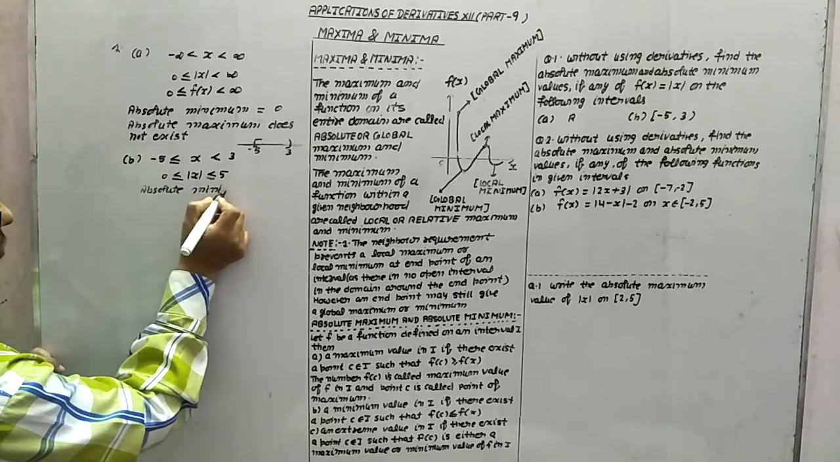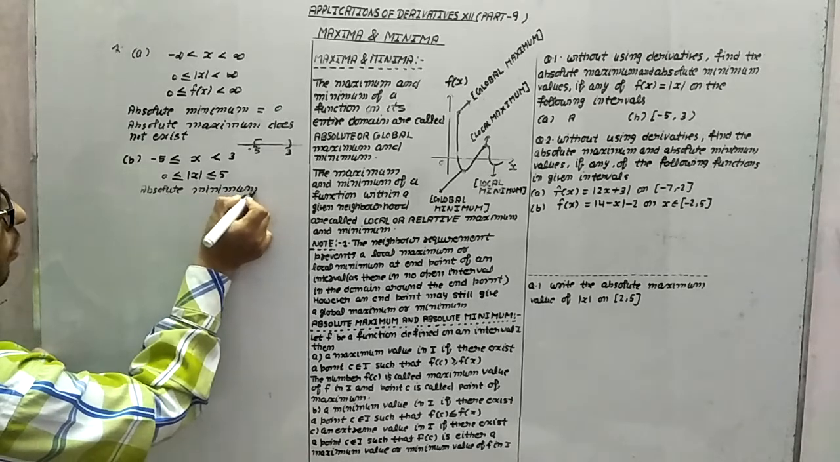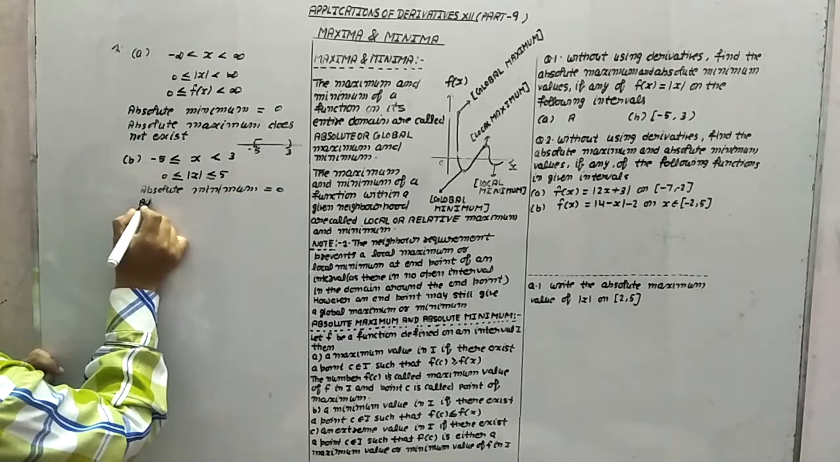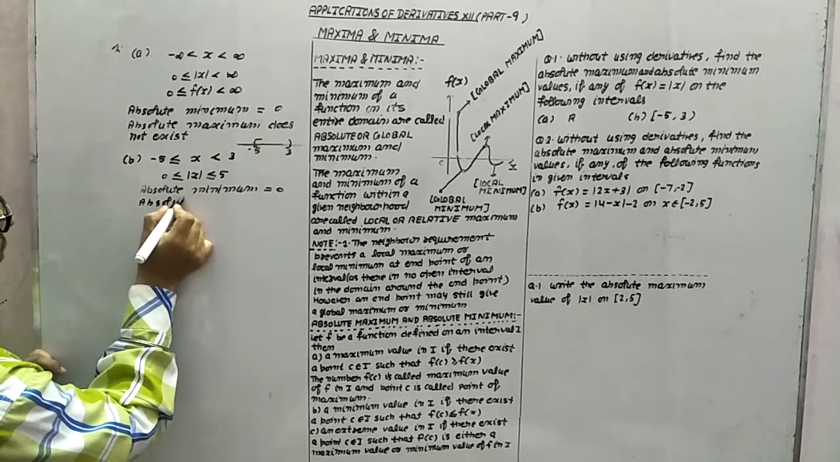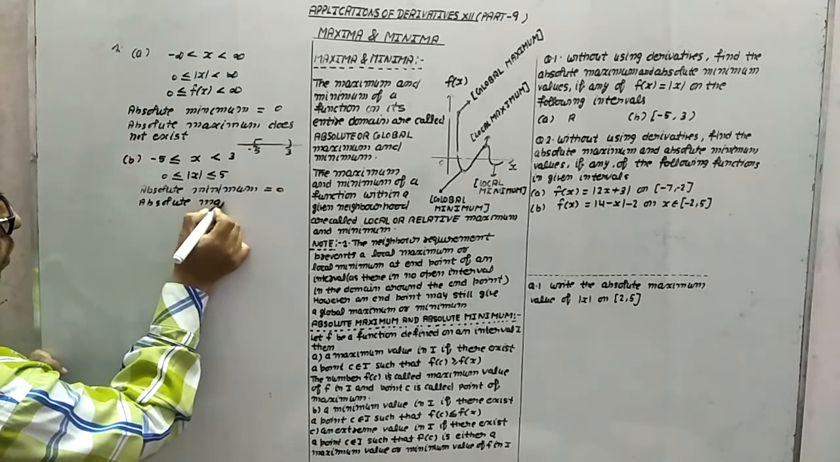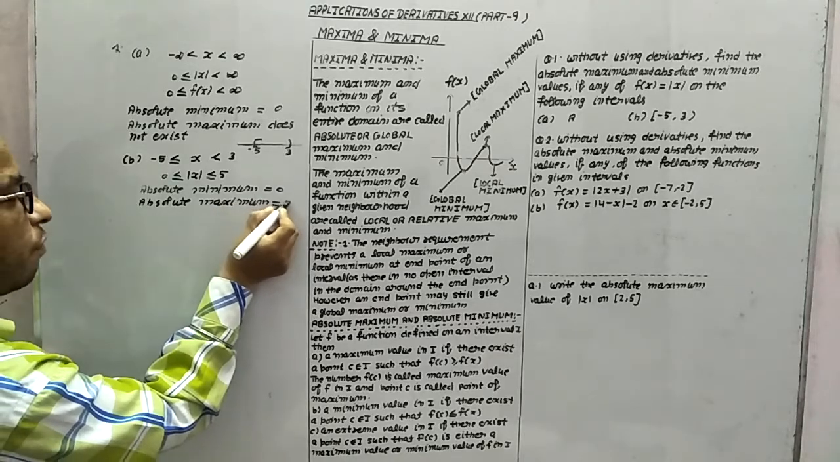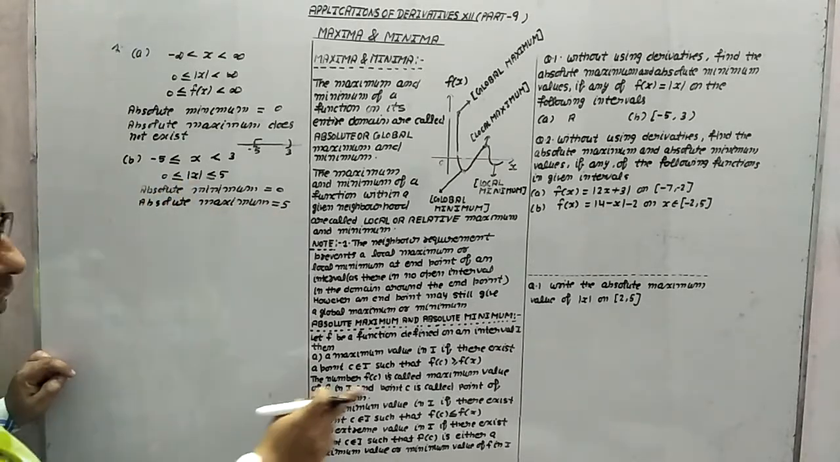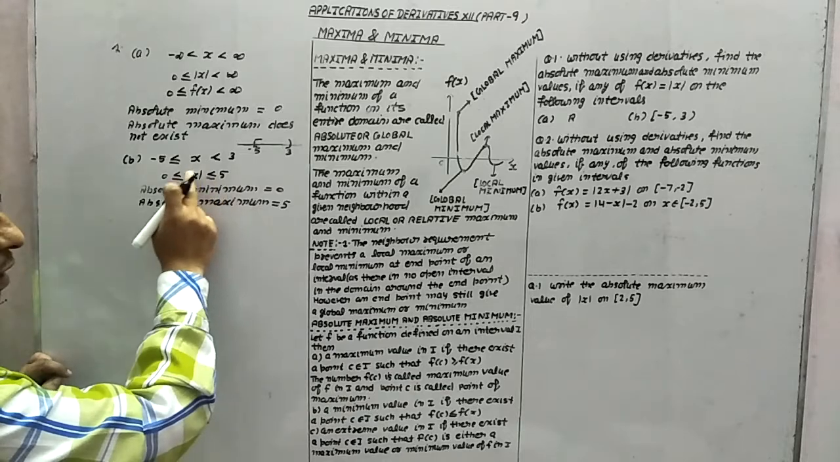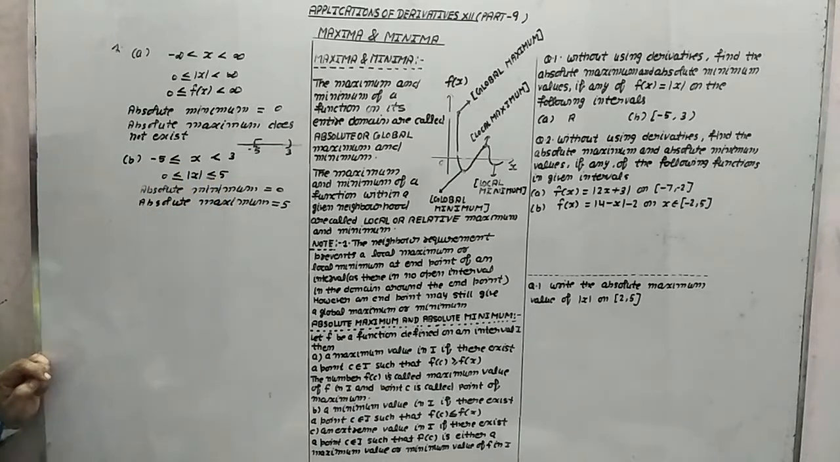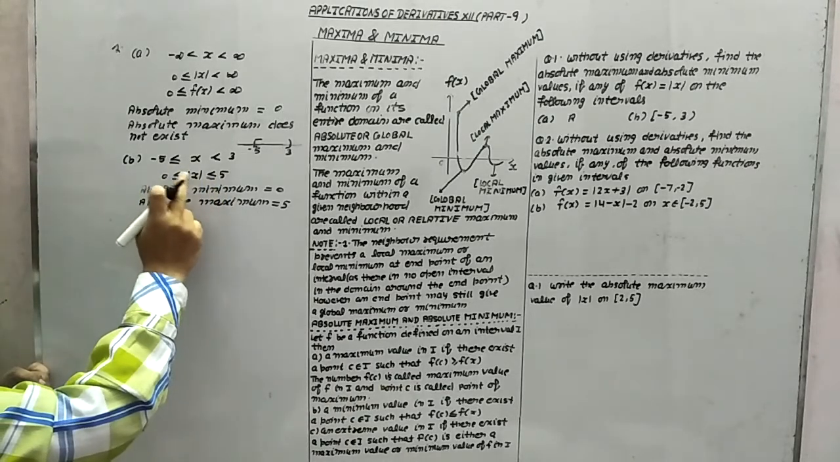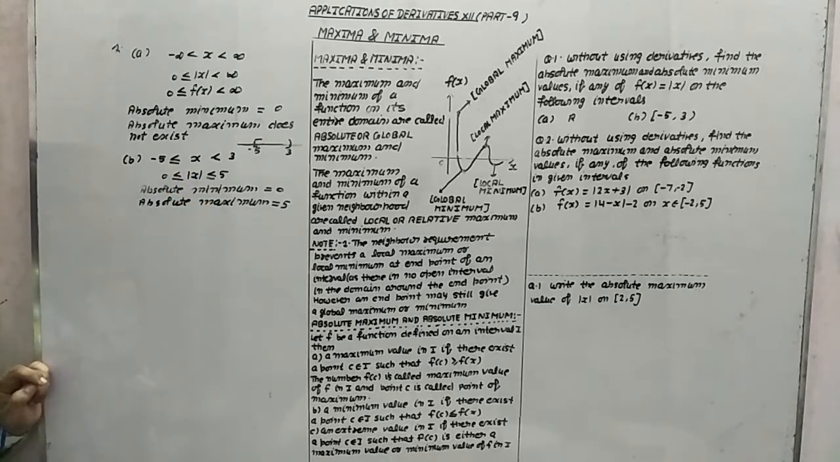minimum. What is the absolute minimum here? Absolute minimum is 0 and absolute maximum. What is the absolute maximum here? Absolute maximum is 5. Because here we are getting f(c) greater than and equal to f(x). Because function is modulus of x.